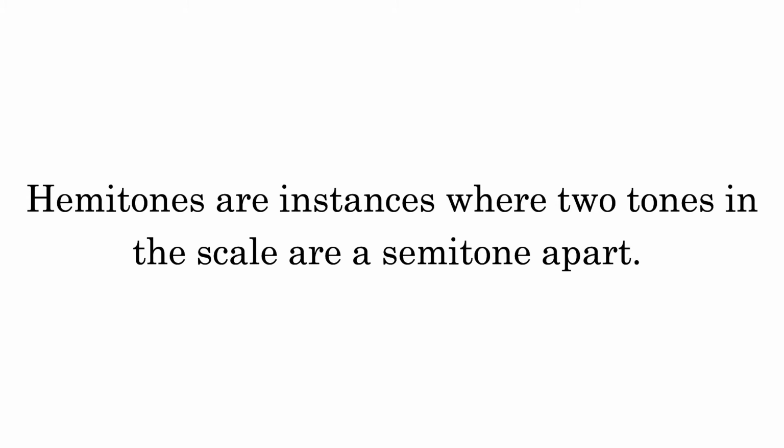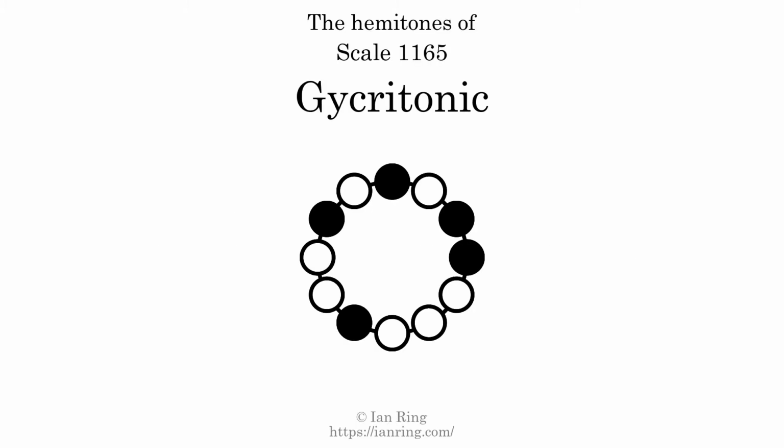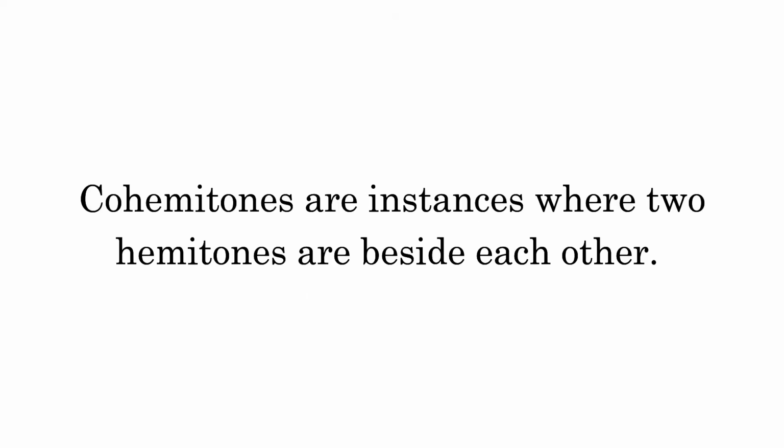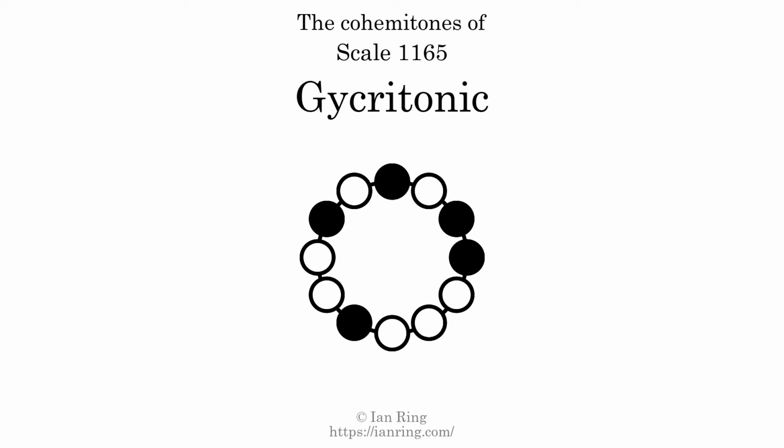Hemitones are instances where 2 tones in the scale are a semitone apart. This scale has 1 hemitone, here. Cohemitones are instances where 2 hemitones are beside each other. This scale has no cohemitones.